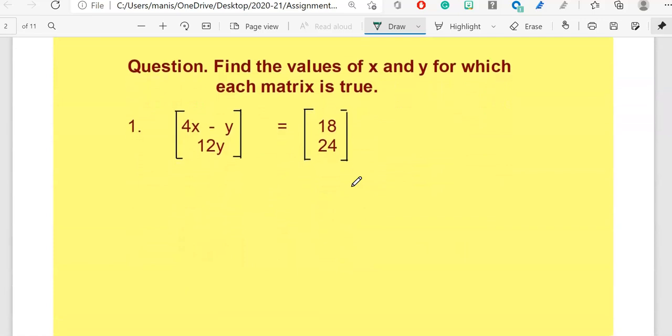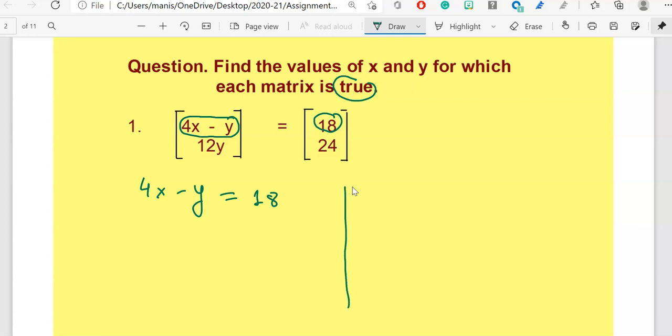Now, the question says, find the values of x and y for which each matrix equation is true. We have already been given that this is an equation. This means the left side and right side are equal. So you will look at this element and the corresponding element on the other side of the equal sign, 18. My first equation will look like this: 4x minus y is equal to 18. When I look at the second part, this is 12y, and the corresponding element is 24. So I can write 12y is equal to 24.